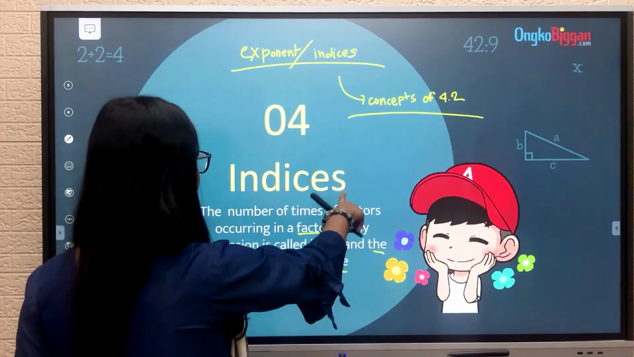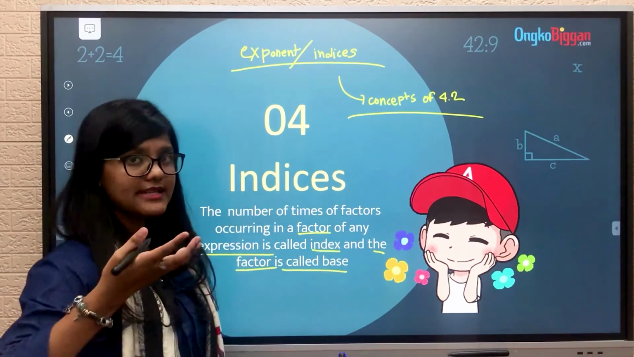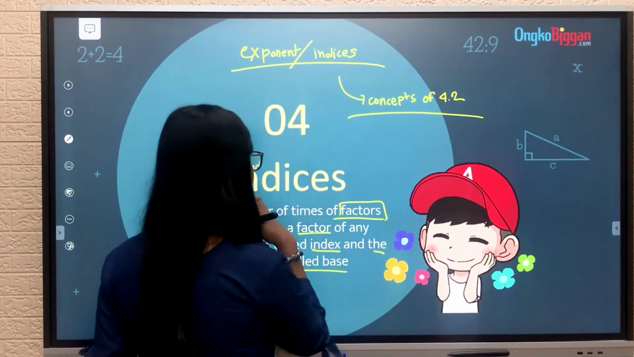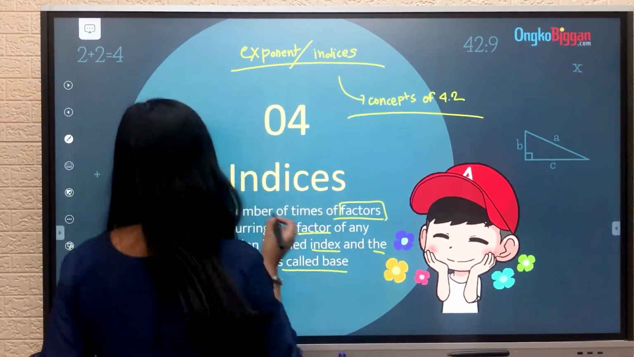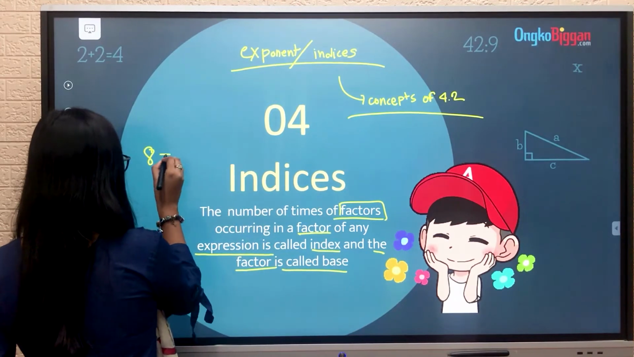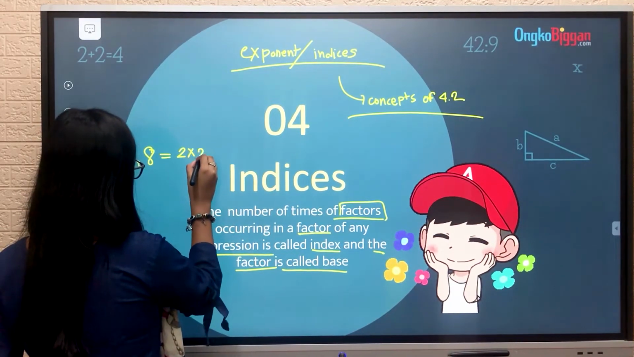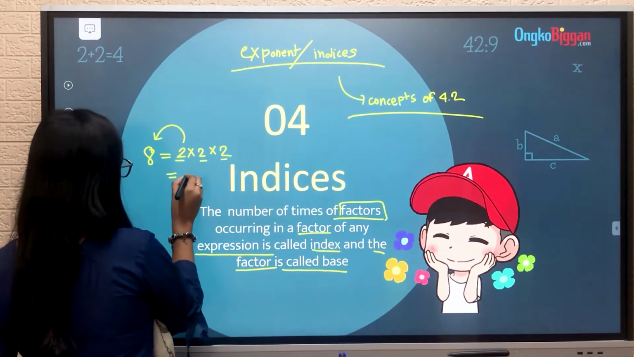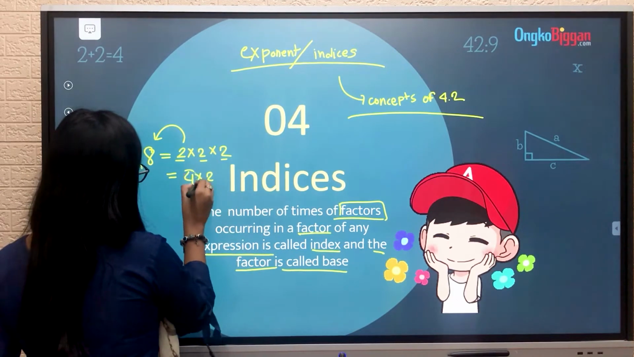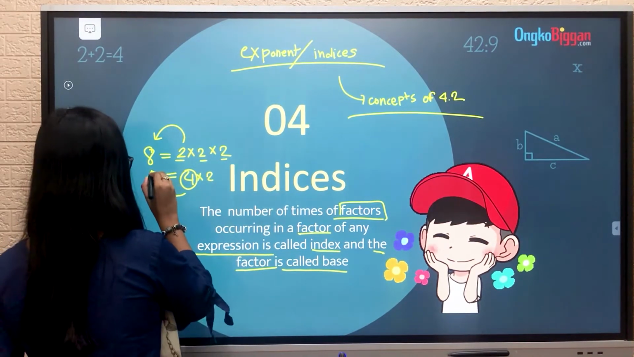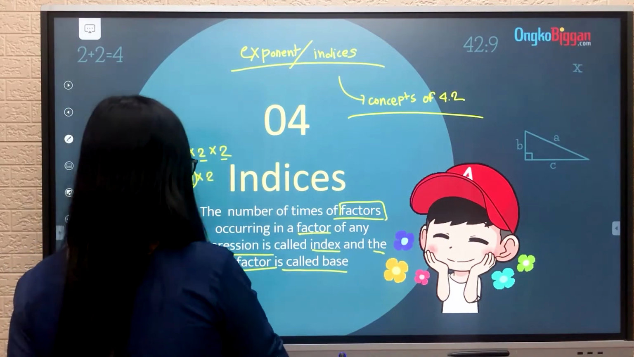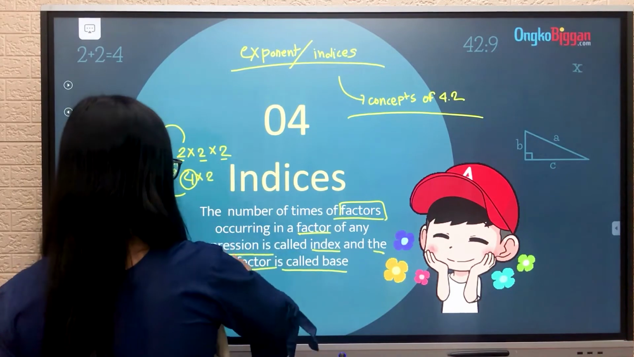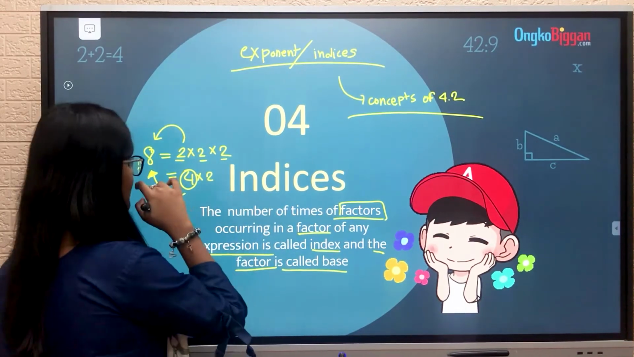So the number of times of factors. We know what a factor is, as we have learned in arithmetic. Like 8 has factors 2 into 2 into 2. All the 2's are factors of 8. And again we can write 4 into 2. 4 is also a factor of 8. So the number of times a factor occurs in a factor of any expression is called index.